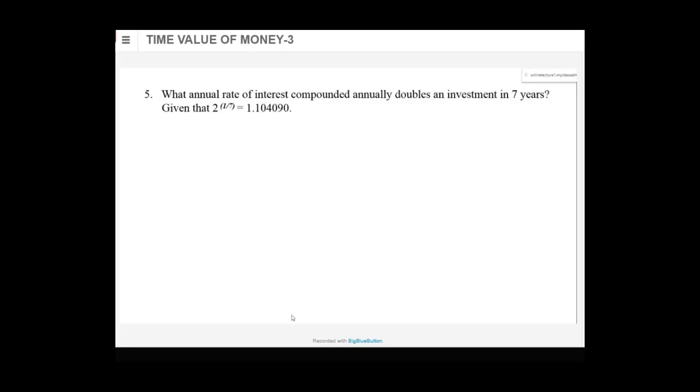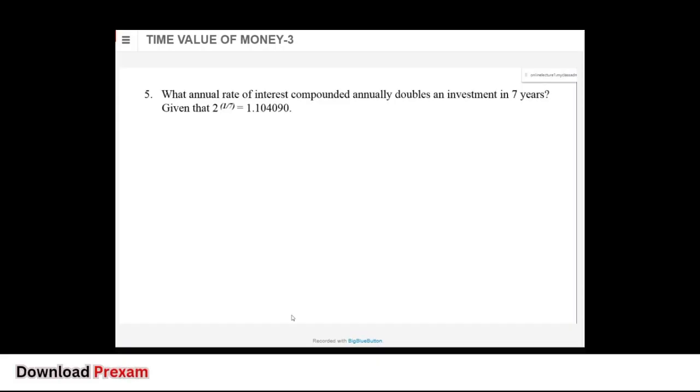What you have to find out is rate of interest. What annual rate of interest compounded annually doubles an investment in 7 years? Your investment should become double. Compounded annually means compound interest formula you'll have to use and you have to find out small I. And they have given you 2 raised to 1 upon 7. 2 raised to 1 upon 7 is 7th root of 2.